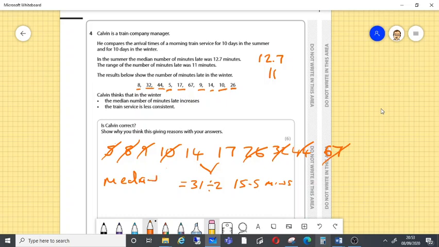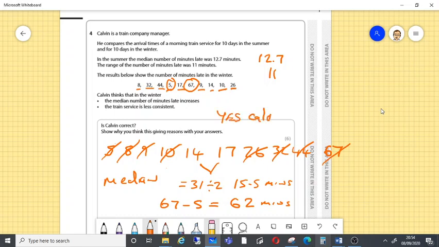And the range is the difference between the highest and the lowest. So we've got 67. 67 take away the lowest number, which is 5. 67 take away 5 gives us a value of 62 minutes. So yes, I think I would agree with Calvin. The median number of late trains has increased and it's definitely less consistent. It's now 62 minutes as opposed to 11. So there's my answers. Yes, Calvin is correct.